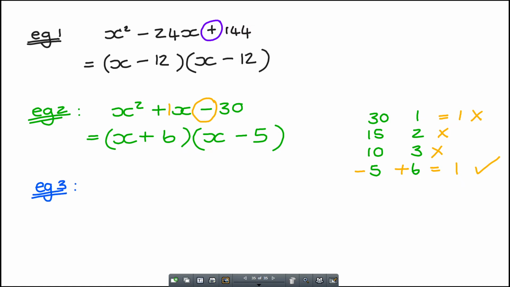Okay, let's see. So I'm giving you x squared plus 7x plus 10. Yes, please.